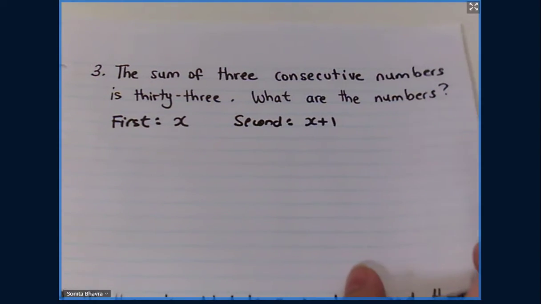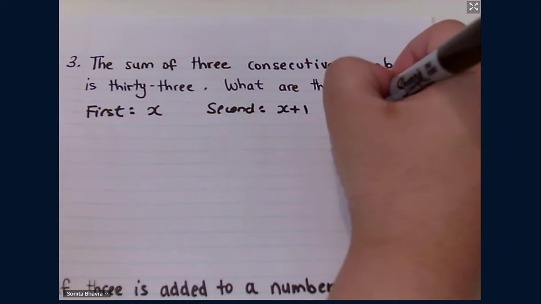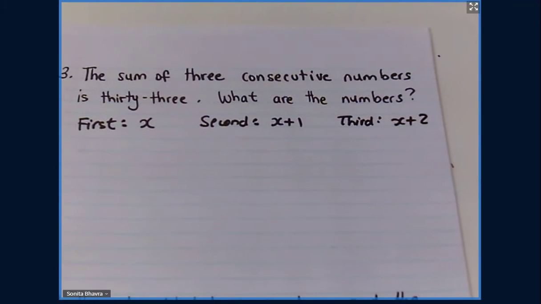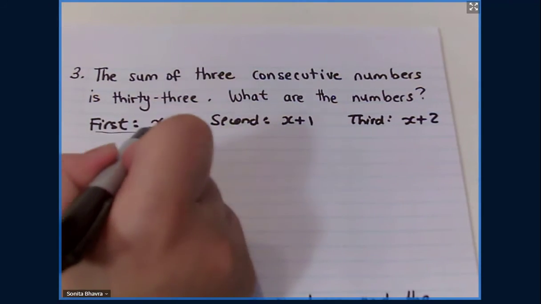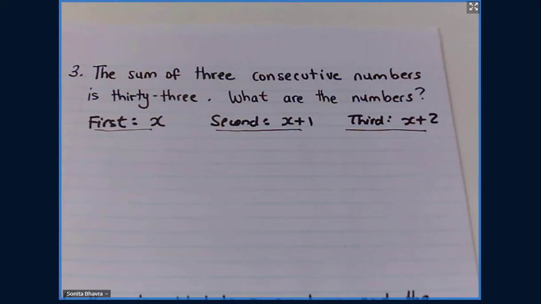All right, and then the third number will be x plus 2. So that is how consecutive numbers will always be set up. First is x, second is x plus 1, and then the third is x plus 2. Our next clue here is that the sum of the 3 consecutive numbers is 33.